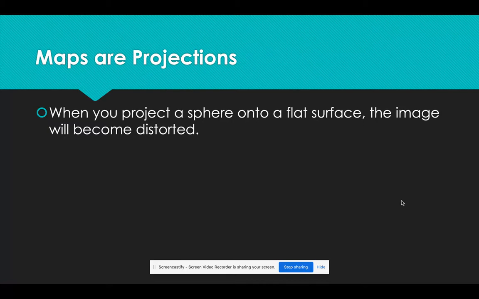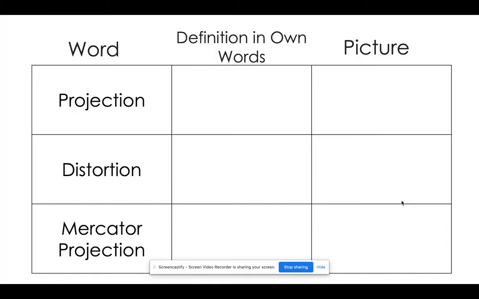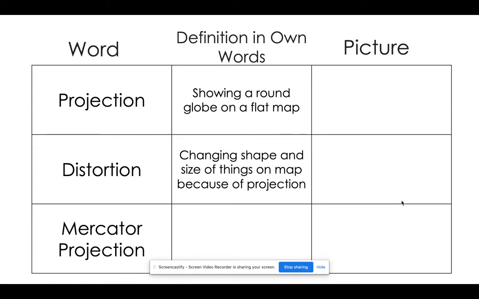A map is a projection. As you know, the Earth is a round sphere. So when you take something that is a round sphere and you try to make it into something flat, it's going to distort or stretch out different parts on that map. So the word projection just means showing a round globe on a flat map. Distortion is changing shape and size of things on the map. That happens because we're projecting. Go ahead and pause and add both of those.